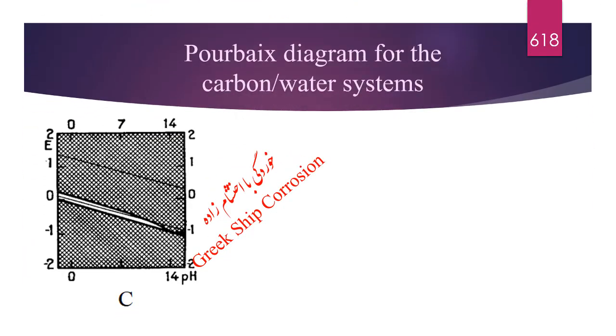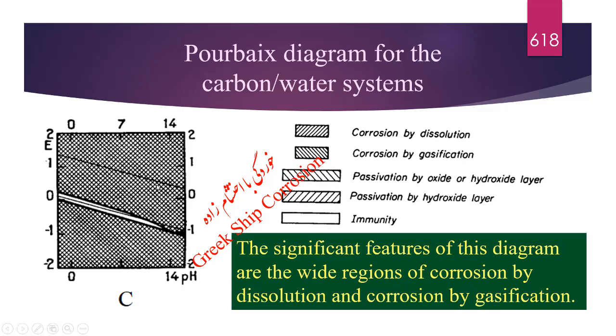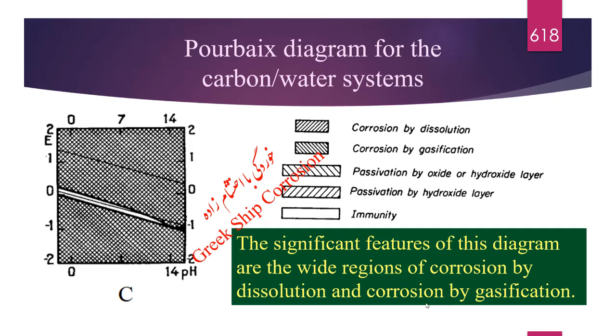Pourbaix diagram for the carbon-water system. Corrosion by dissolution, corrosion by gasification, and a very small immunity region. The significant features of this diagram are the wide regions of corrosion by dissolution and corrosion by gasification.